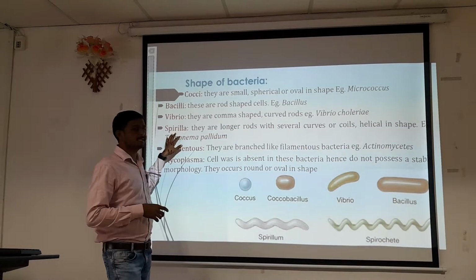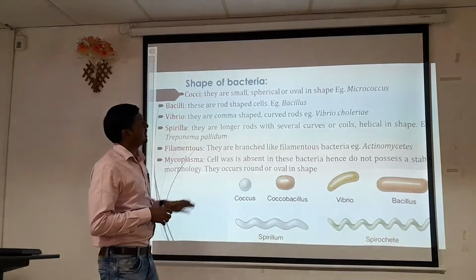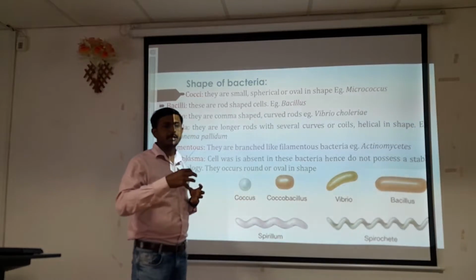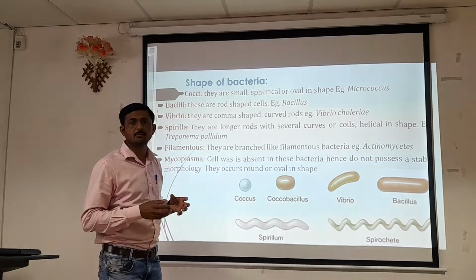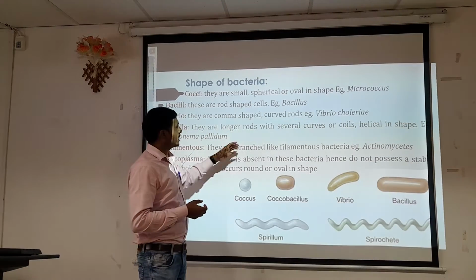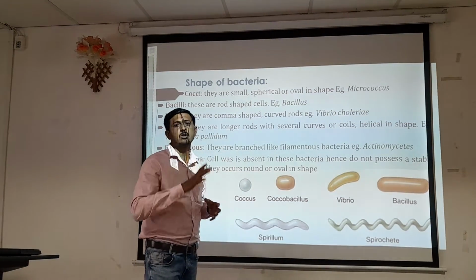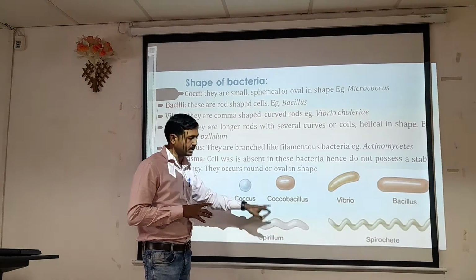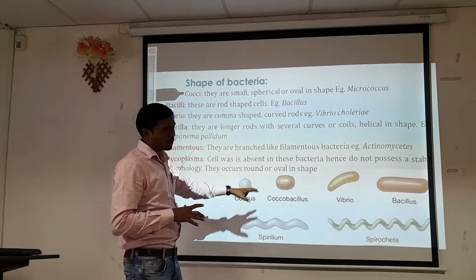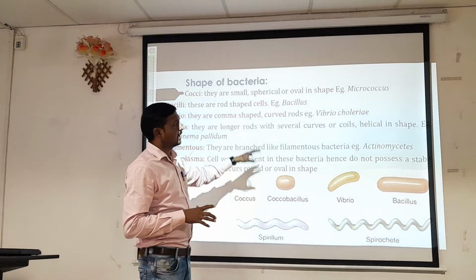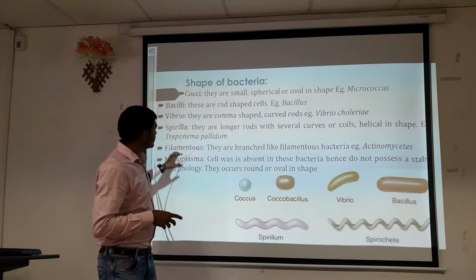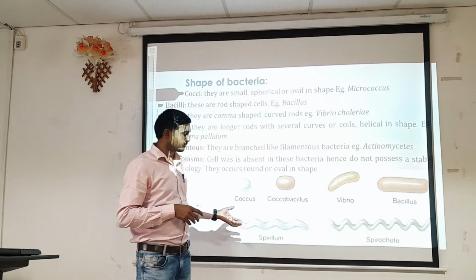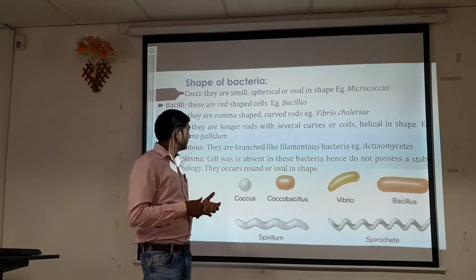Another shape of bacteria is Spirilla. They are longer rods. They are rods, but the length is long as compared to the short rods. Longer rods with several curves or coils. They are long rods, but their shape is curved or there is a coiling of that particular bacterial cell, helical in shape. An example of the spiral type of bacterial cell is Treponema pallidum. So they are spiral in shape.